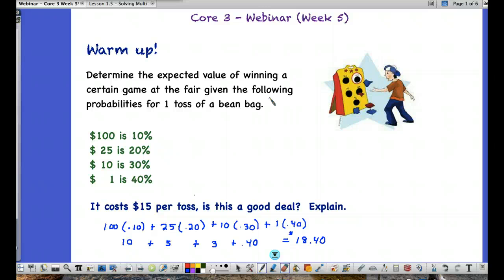And Pranit, very good observation. So actually, if you guys look at Pranit's student number 7, she says on average you gain $3.40 per throw. So think about this. It cost you $15 per toss, right? And the expected value of winning is $18.40. So are you getting more than what it costs?